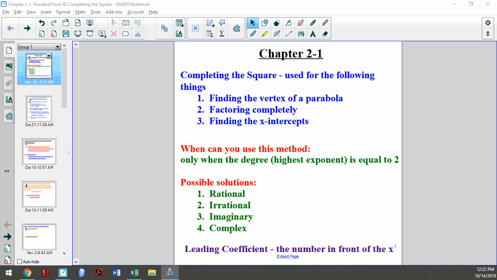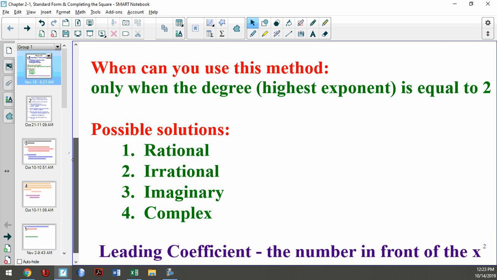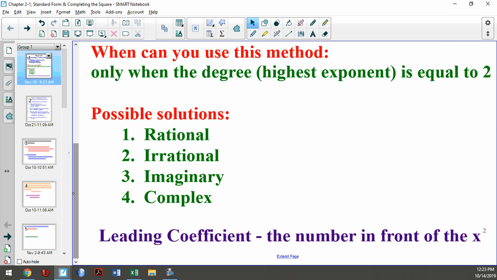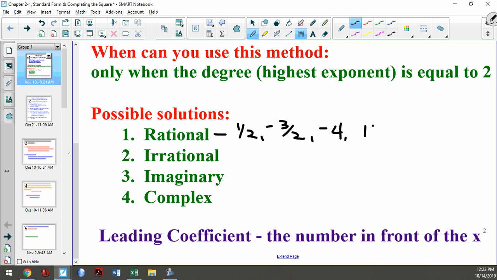What are the type of possible solutions that you can obtain when utilizing this if you're trying to find your x-intercepts? There can be rational, irrational, imaginary, or complex. If I'm a rational number, you know what that means? 1/2, -3/2, -4, 16. Those are all examples of rational numbers. Irrational numbers are going to be pi, square root of 17, square root of 3. How about 5 square root of 4? No, I lied. 5 square root of 3. Those are all examples of your irrational roots.